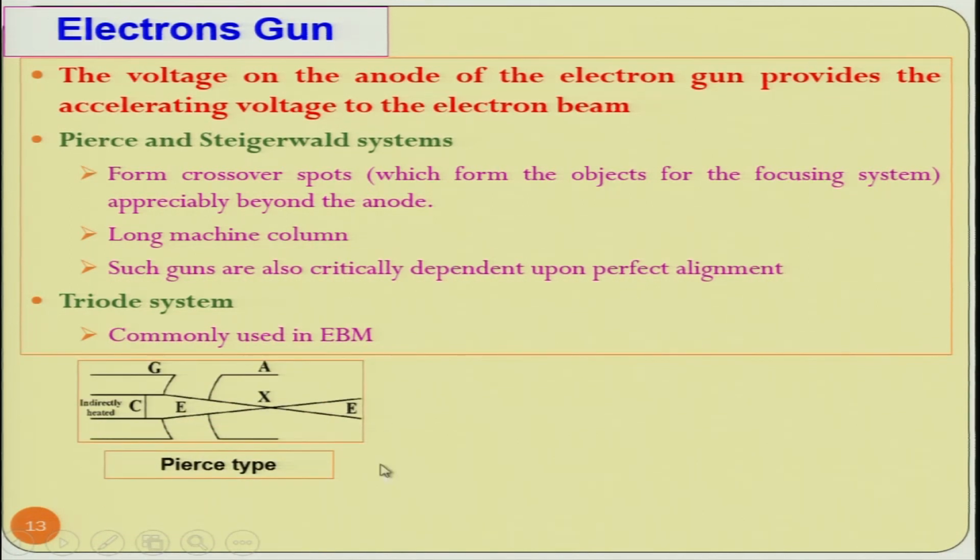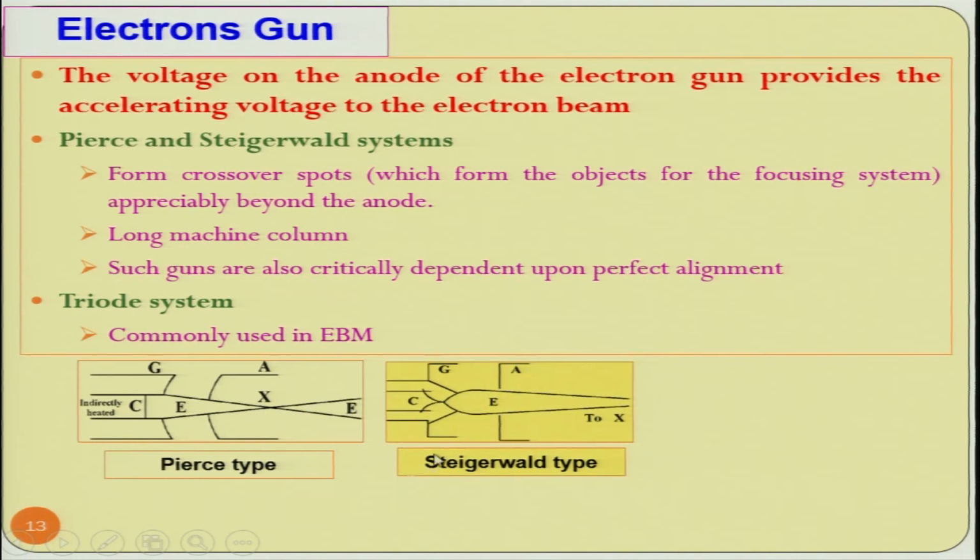This is the Pierce system, proposed by Pierce. You can see the indirectly heated cathode over there. This is the electron beam, this is the intersection over here, and then it exits from this particular section. Now, this one is the Steigerwald type. Here the characteristics of the electron beam are very different compared to this one, and you can see the shape and size of the beam is very much different from the Pierce type.